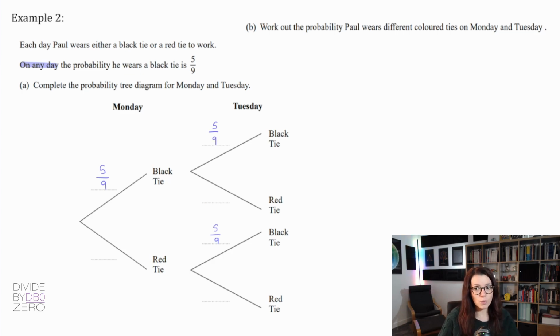Then the probability he's going to wear a red tie will be 4 out of 9 because that's how those two probabilities would add up to 1 whole. We then copy that across for the red tie and we're done.